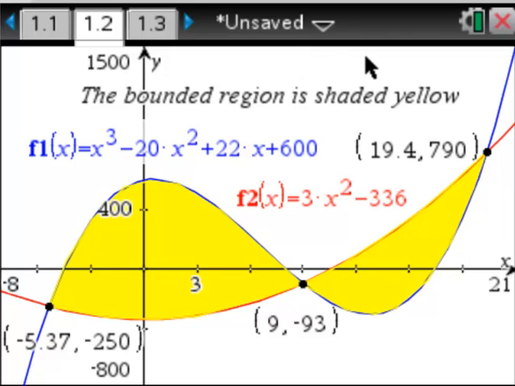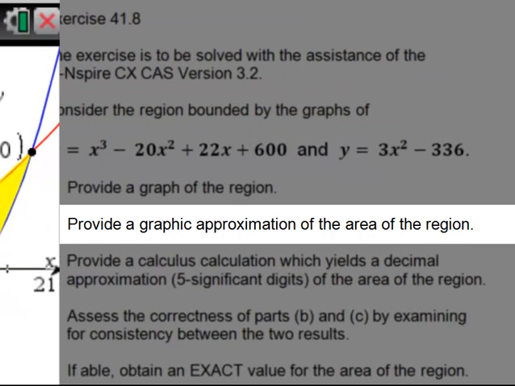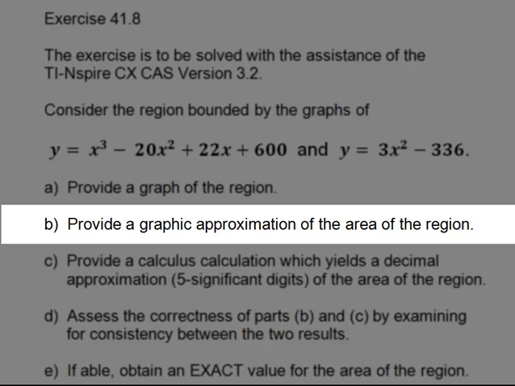So we've got the bounded region graphed. We have the key function graphs labeled with their formulations. We have the key intersection points with their coordinates. We have the axes scaled and labeled, and I think it looks pretty nice. So there we are with part A all set. Part B, provide a graphic approximation of the area of the region.